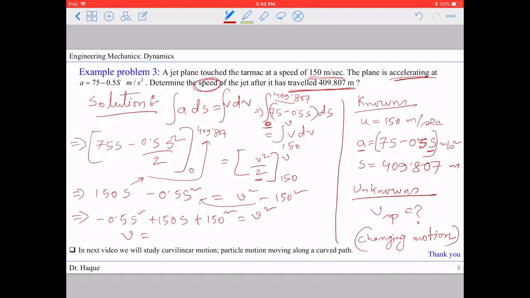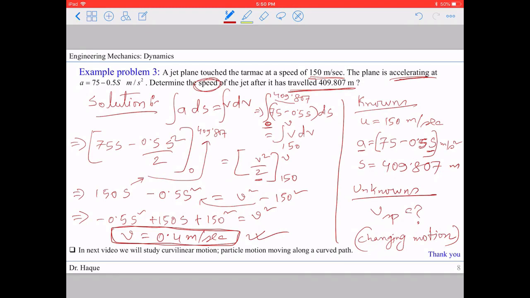So what we got, working on the calculator, is that the velocity is 0.4 meters per second. So it's almost about to stop. So this is the final answer.